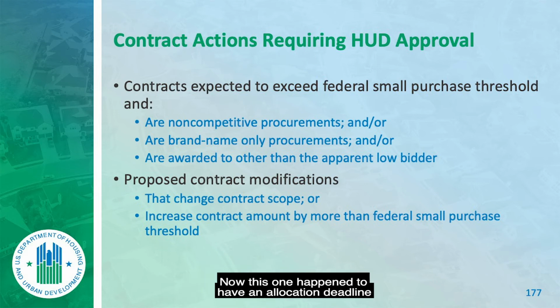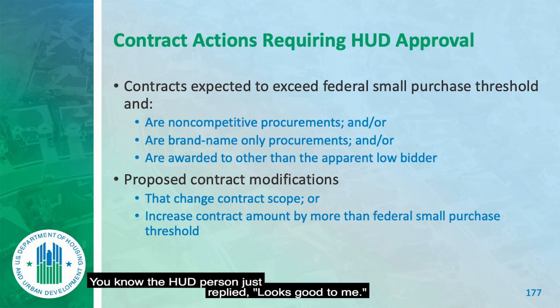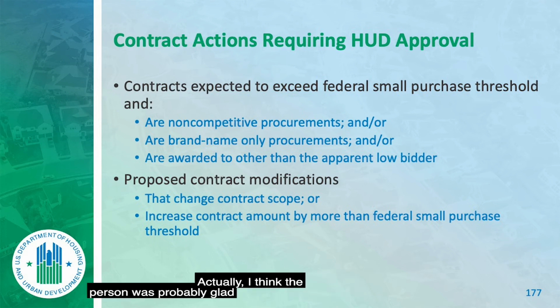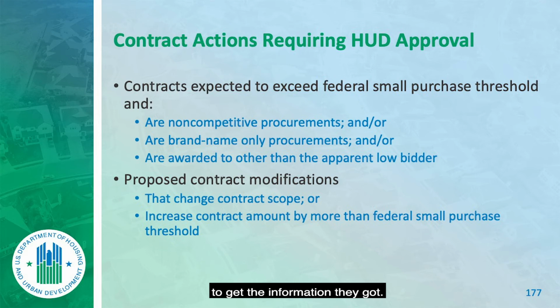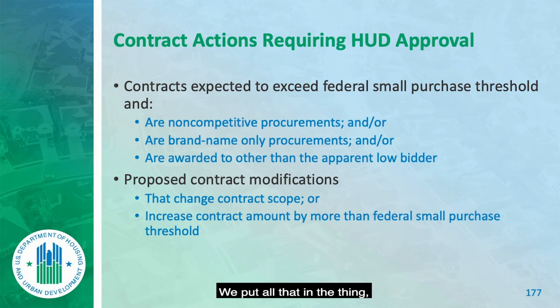Now, this one happened to have an allocation deadline of some sort. And maybe it was last year, but we couldn't wait for a long time. You know, the HUD person just replied, looks good to me. Now, that's not a specific expression of approval, but I think it's enough. Actually, I think the person was probably glad to get the information they got, because we put other information in about the bid. You know, our independent cost estimate, they're going to want to see that. Our cost price analysis, we put all that in there. And this is what we're going forward on.